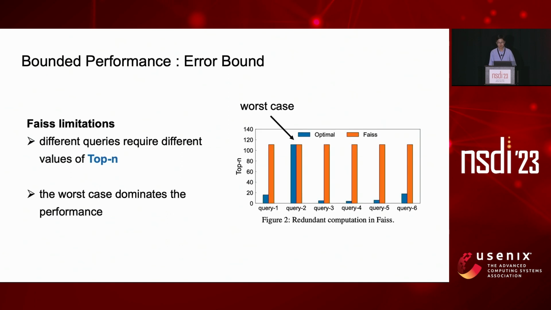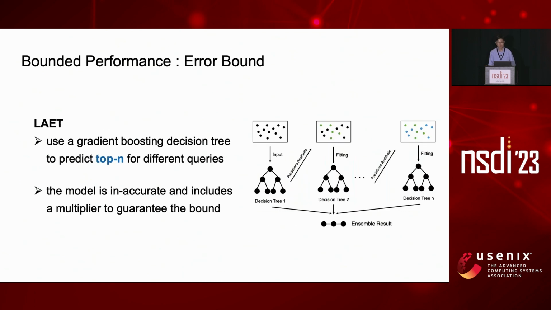However, this method ignores the characteristics of individual queries and uses a fixed top-N for all queries under a given error bound. To guarantee the bounded error, the system should apply the top-N of the worst case for all queries. As shown in this figure, the worst case is query 2, which introduces 10 times redundant computation in this example. So this approach is query agnostic.